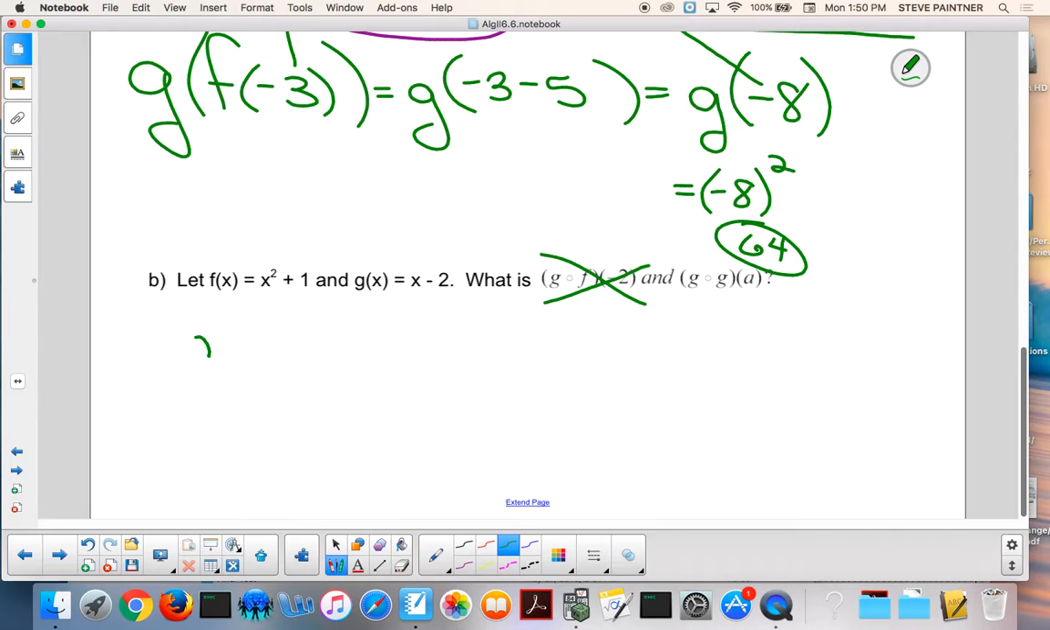The second one says G of what? G of A. This time they're not telling you to put a number in, they're telling you to put a what in? A variable. So stick the variable into the function. And we're only working with function what? G. So we don't even have to look at X.